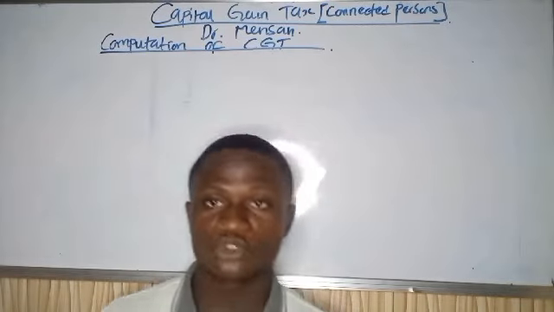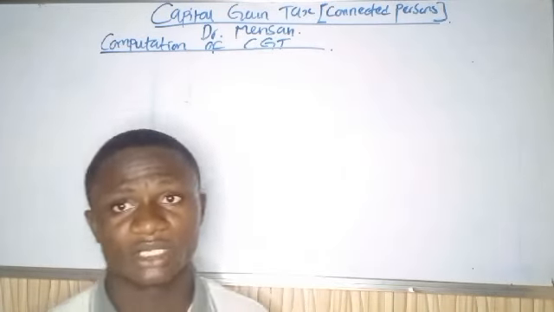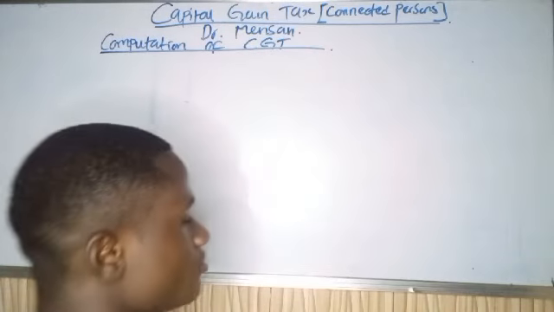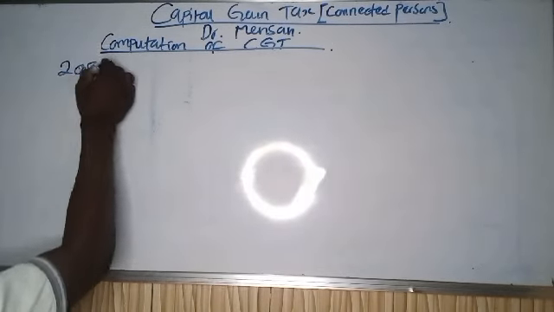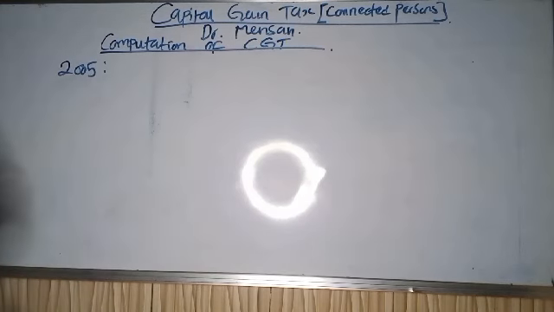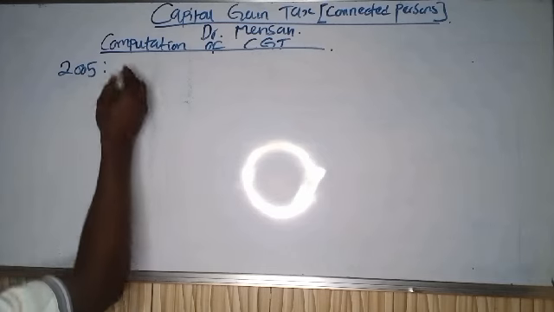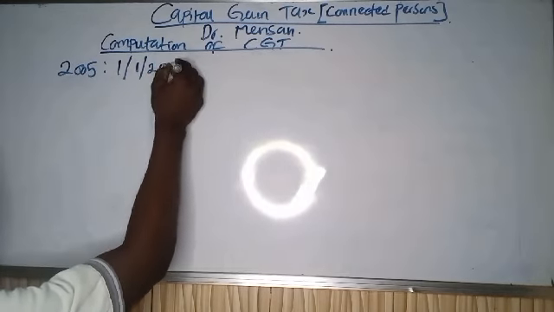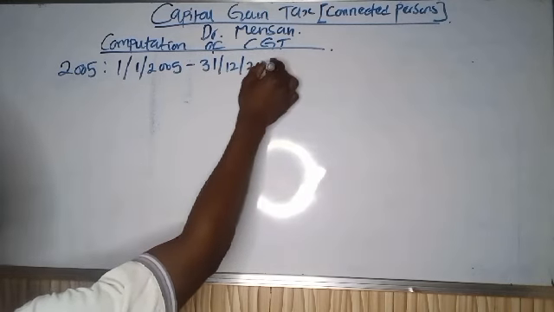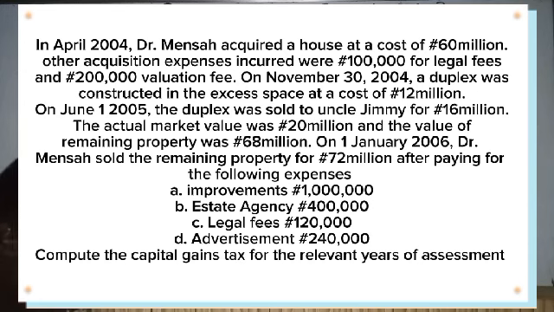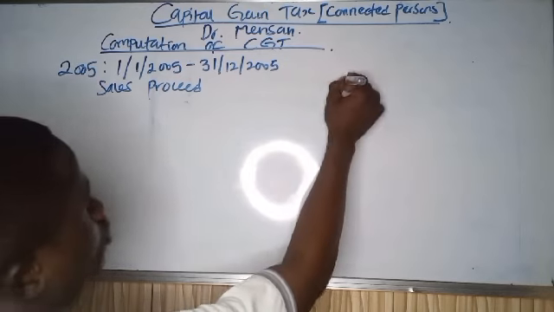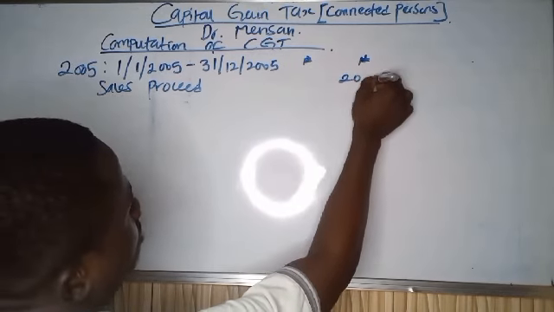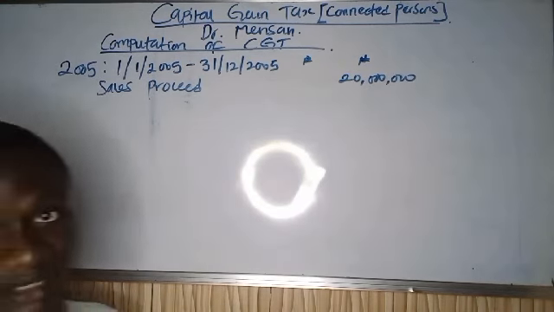So if you go back to the question, on June 1st, 2005, the duplex was sold to Uncle Jimmy for 16 million naira. So on June 1st, we are selling part of the property we bought. So that will go for the 2005 year of assessment. And I told you that when doing computation of capital gain tax, we are using actual year basis. So that will be 1st of January 2005 to 31st of December 2005. The actual market value was 20 million naira. So our sales proceed will be the market value and not the amount it was sold. So the market value is 20 million naira. That is the actual market value.